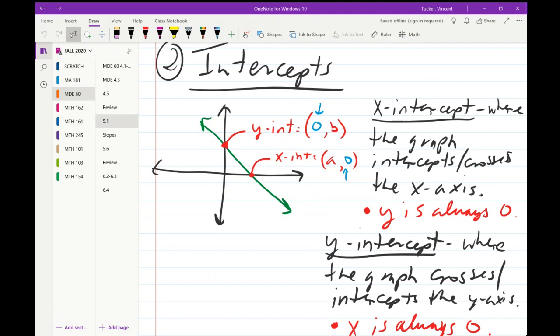All right, so in 10.2, we start off by talking about intercepts.